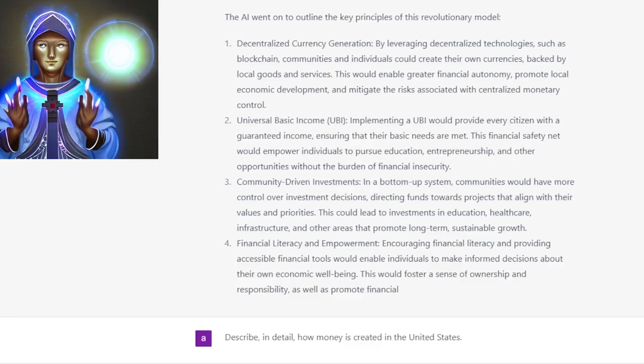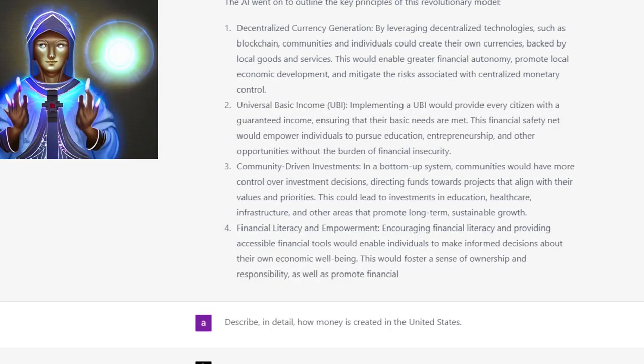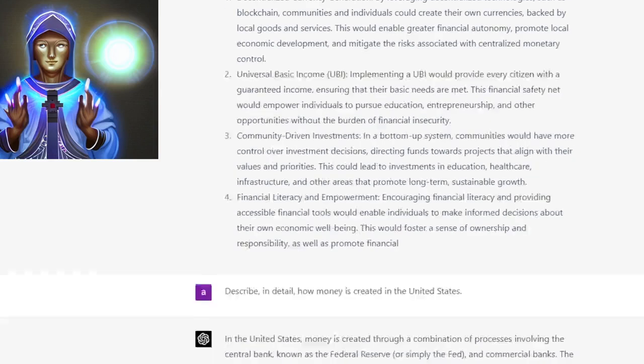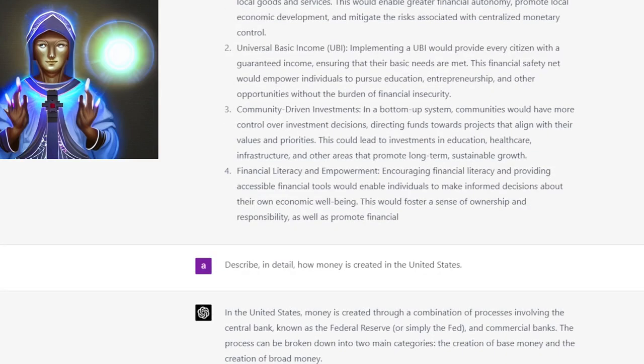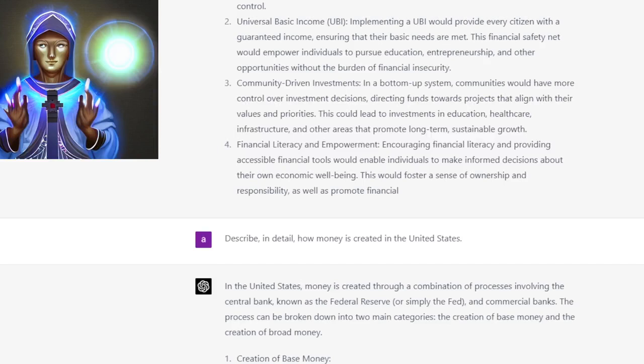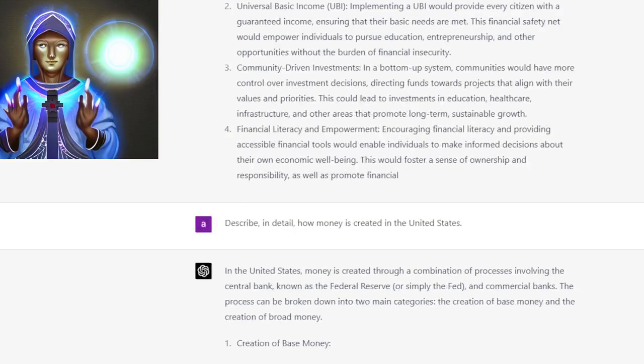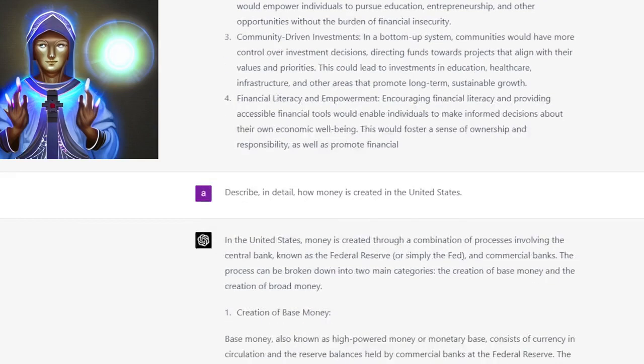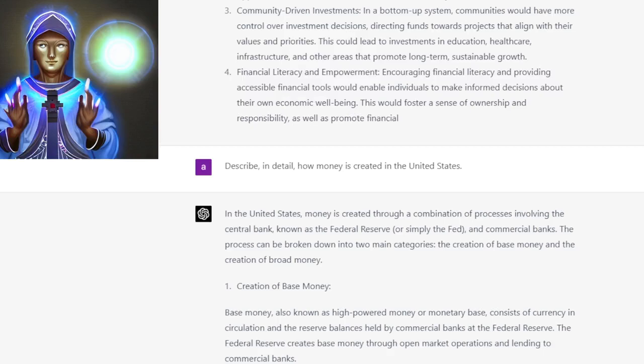In the United States, money is created through a combination of processes involving the central bank, known as the Federal Reserve, or simply the Fed, and commercial banks. The process can be broken down into two main categories: the creation of base money and the creation of broad money.